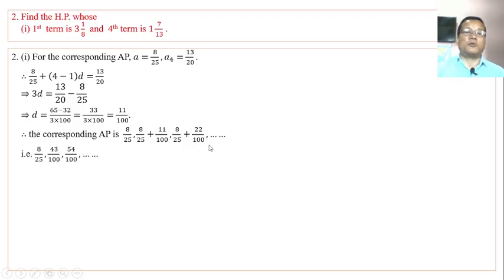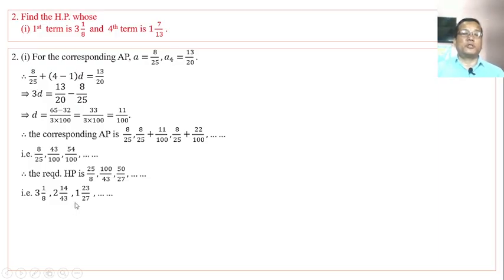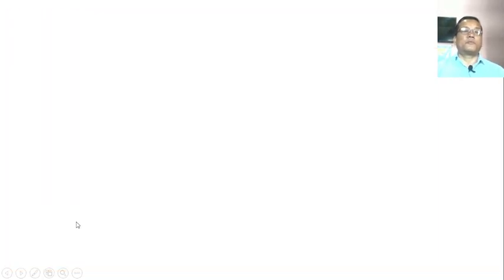The third term, simplify. Therefore the required HP is the reciprocal of the AP terms. Taking the reciprocals, here as mixed fractions we have 25 by 1, 3 whole 1 by 1, 2 times 2 whole 14 by 43, and 1 whole 23 by 27, and so on.